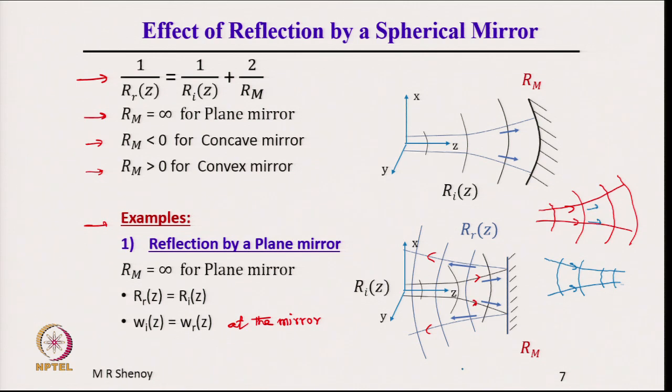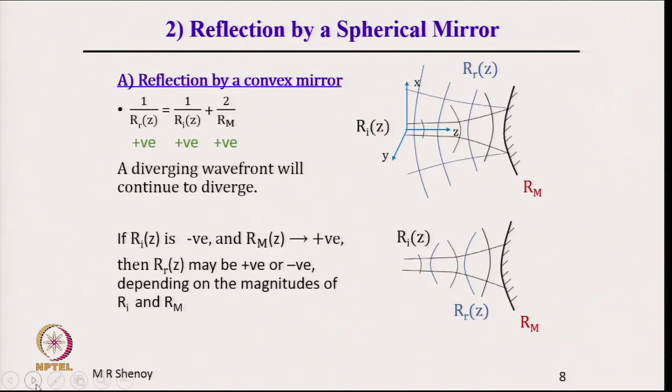So, we see here there is a diverging beam which is incident on the plane mirror which continues to diverge, because the radius of curvature of the incident beam is the same as radius of curvature of the reflected beam on the mirror. Incident beam is convex, radius of curvature of the wave front, then the reflected beam also has a convex radius of curvature. Convex radius of curvature means it is diverging, and that is consistent with what is shown in the diagram. Let us take a second example, reflection by spherical mirror.